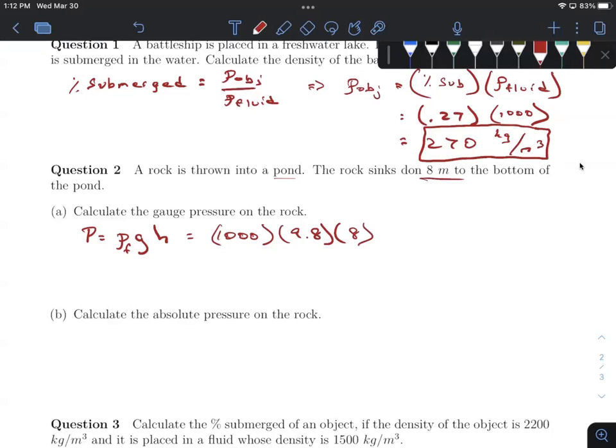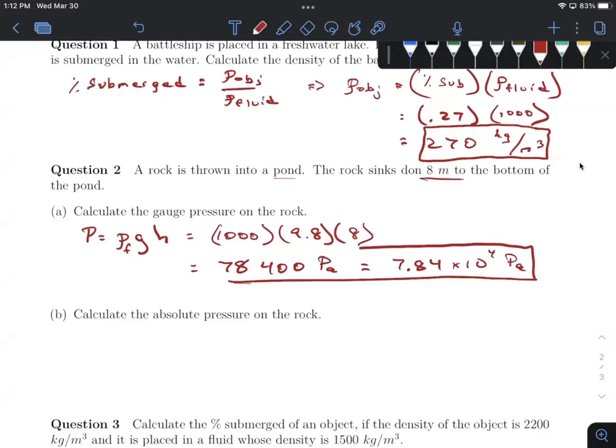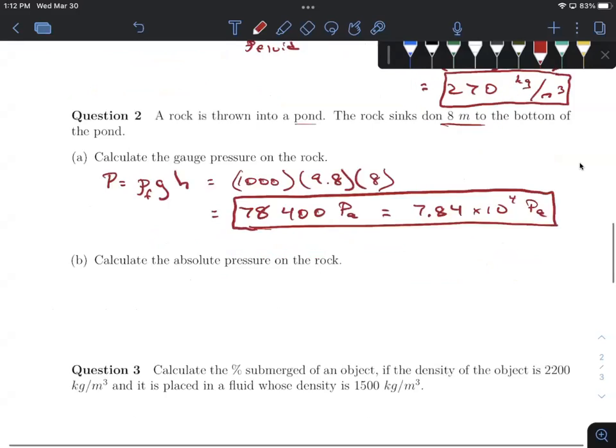So plug all these numbers into my calculator, and I get 78,400 pascals, or if you want scientific notation, you could just say it's 7.84 times 10 to the 4 pascals. Either one of these answers is fine. So that's the gauge pressure.